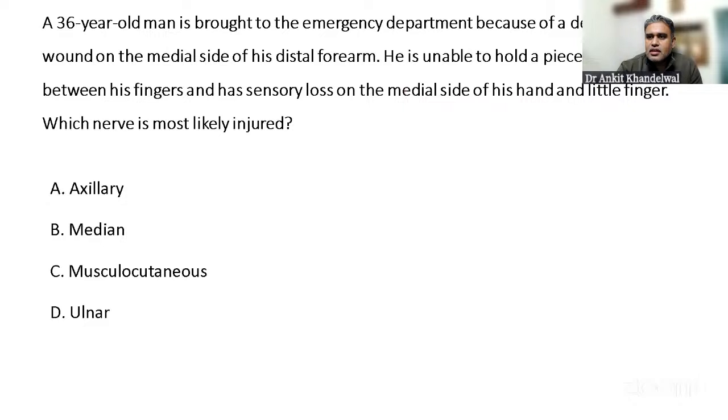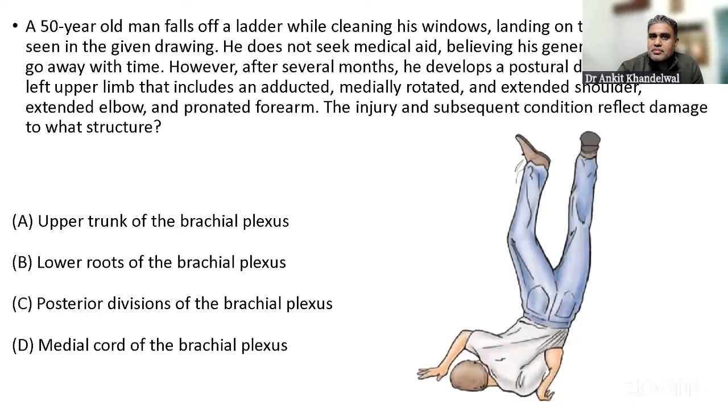Next we have over here, a 36-year-old man brought to the emergency because of a deep wound on the medial side of the distal forearm. He is unable to hold a piece of paper between his fingers. These are all the practical situations, clinical cases. He has a sensory loss on the medial side of his hand and the little finger. Which nerve is most likely injured? Axillary, median, musculocutaneous, or the ulnar nerve?